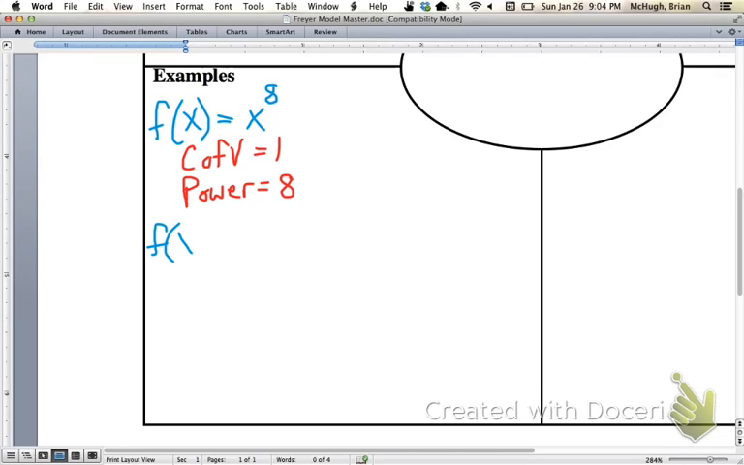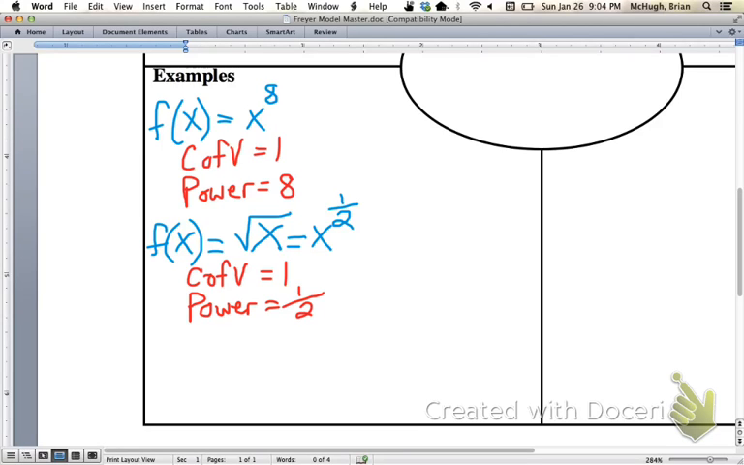Another example might be something like f of x equals the square root of x. Okay, now you say that doesn't look like it's written in the form of k times x to the n, but remember that the square root function can be rewritten with a rational exponent, x to the 1/2. So now in a situation like this, your constant of variation again is 1, but what's the power? The power is a fraction, it's 1/2. So even though the function didn't necessarily look like it was written like f of x equals k times x to the n, it was just slightly in disguise.